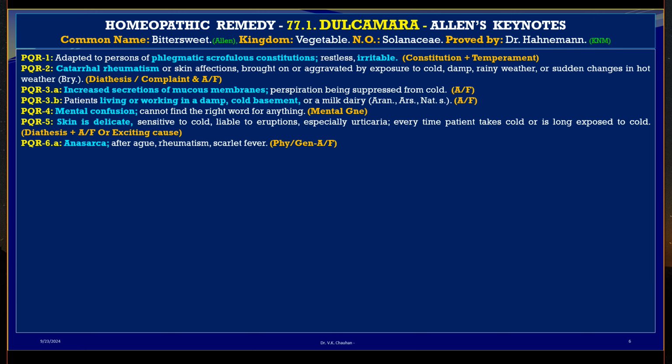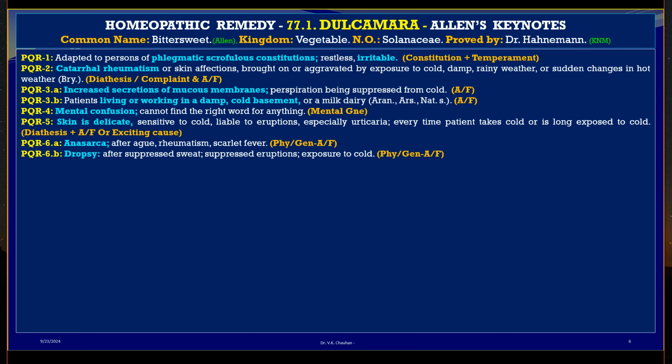After ague, rheumatism, scarlet fever. So anasarca is the presenting feature. Why does it happen? Because there is a kind of exciting cause. What is the exciting cause? Especially chronic malaria, rheumatism. If anasarca is there, probably there is a myocarditis or rheumatic heart disease. So we can think about rheumatic fever, and scarlet fever is also a streptococcal infection in a way.